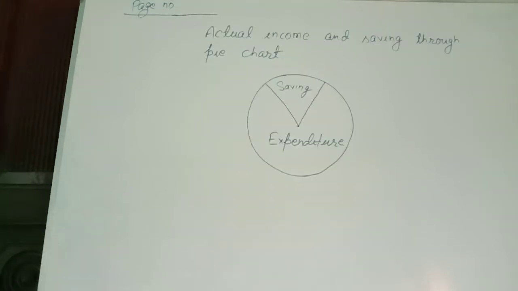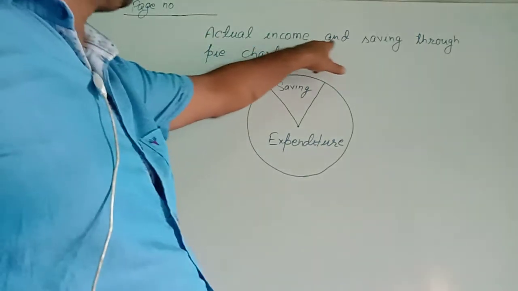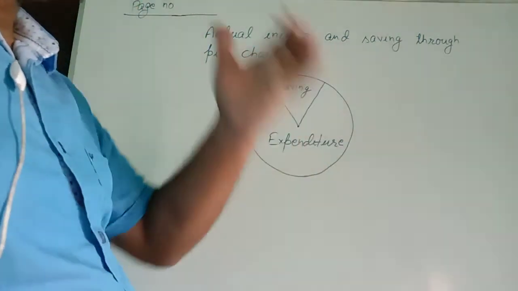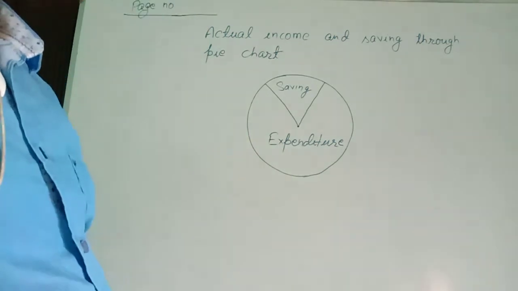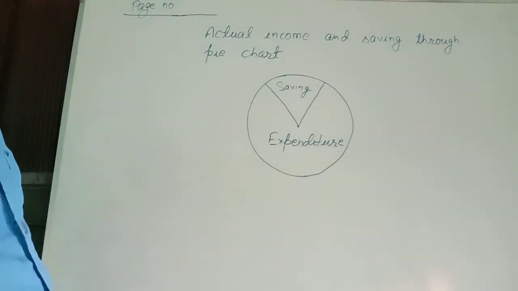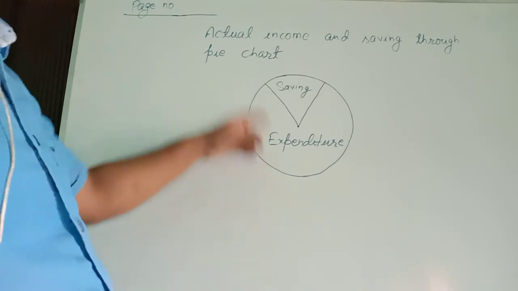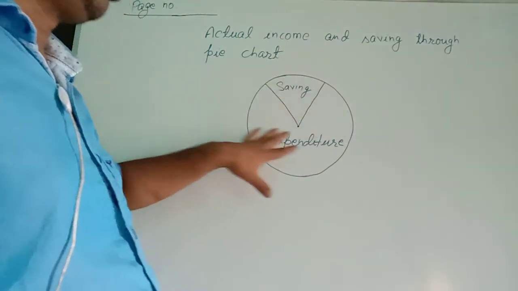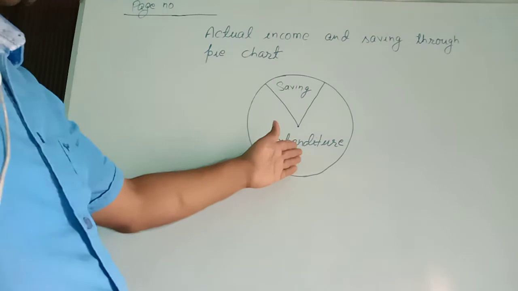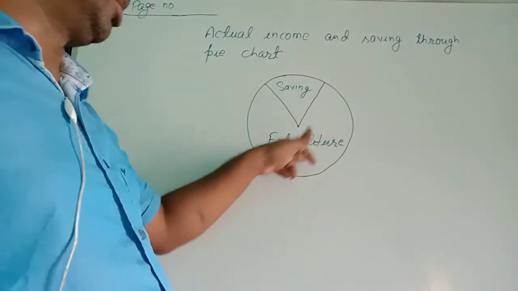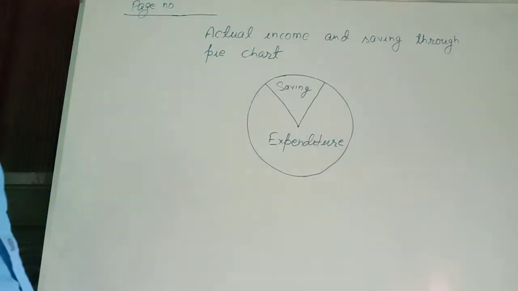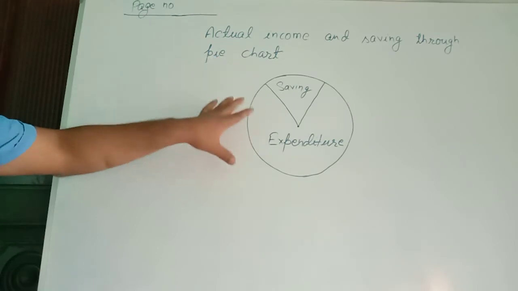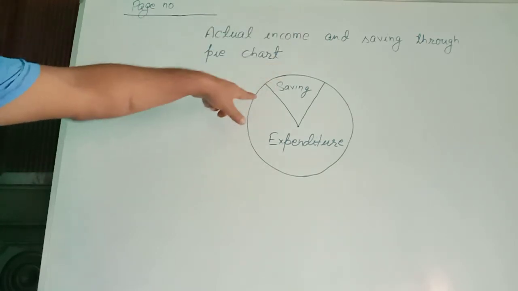After the bar graph, you will draw the pie chart of actual income and saving. You know this is the angular representation. So through angular representation you will show income and saving through a pie chart. The large portion will occupy expenditure and the small portion will occupy saving, or as you get from your conclusion, following that you will show the pie chart of annual income and saving.